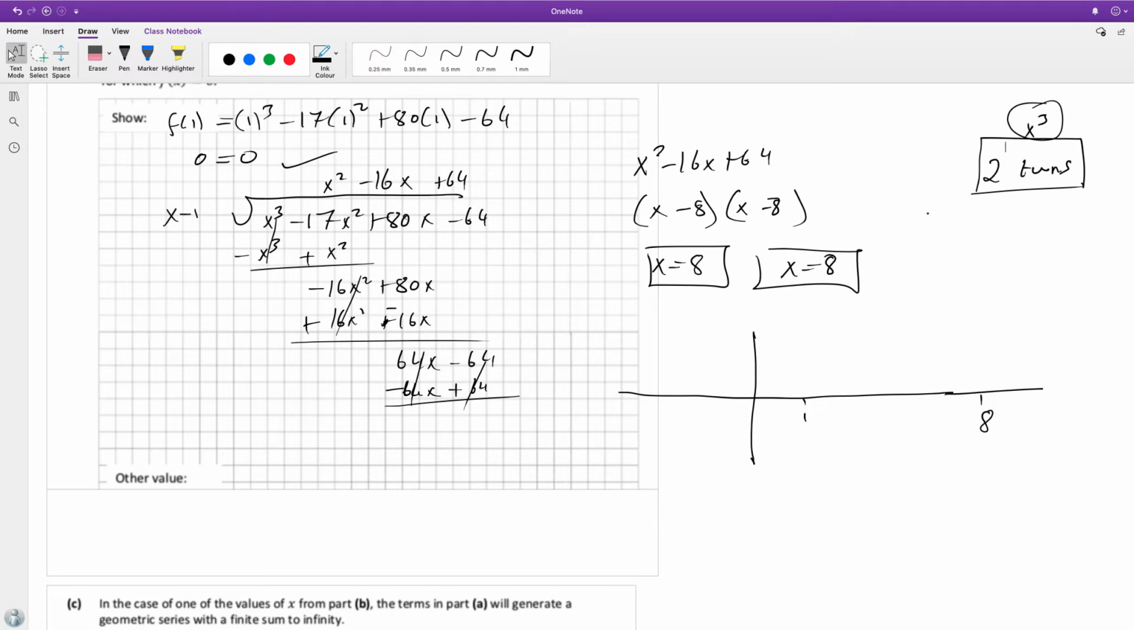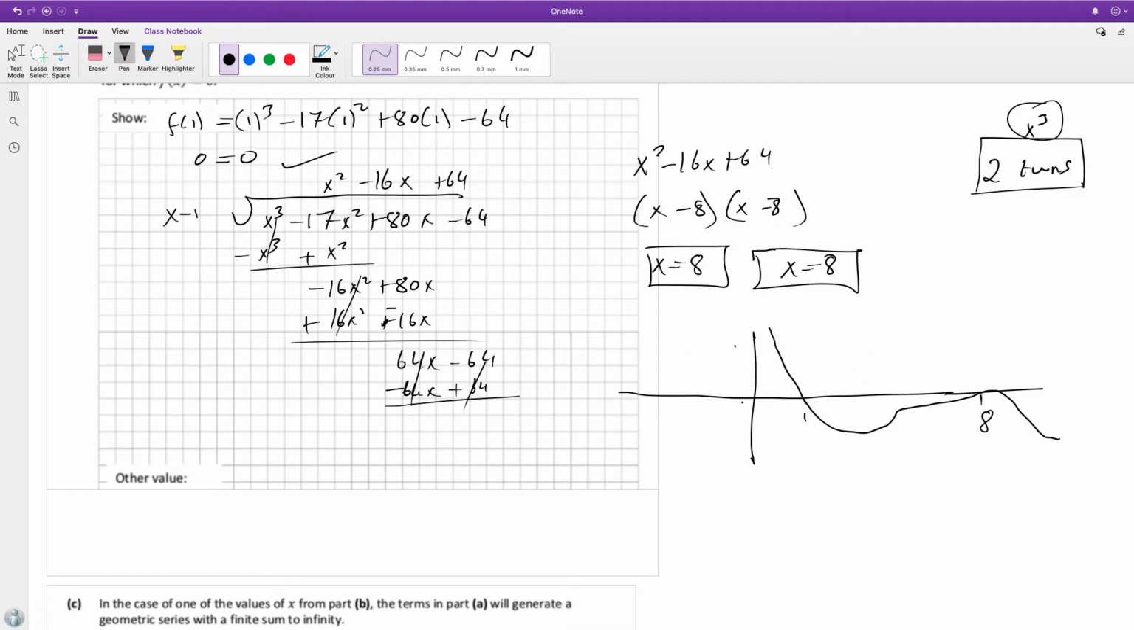It only touches off the 8. How do we know it only touches off the 8? 2 roots are the same. So for all the world, it's a U. And like that. Alright, so that was just a rough sketch.